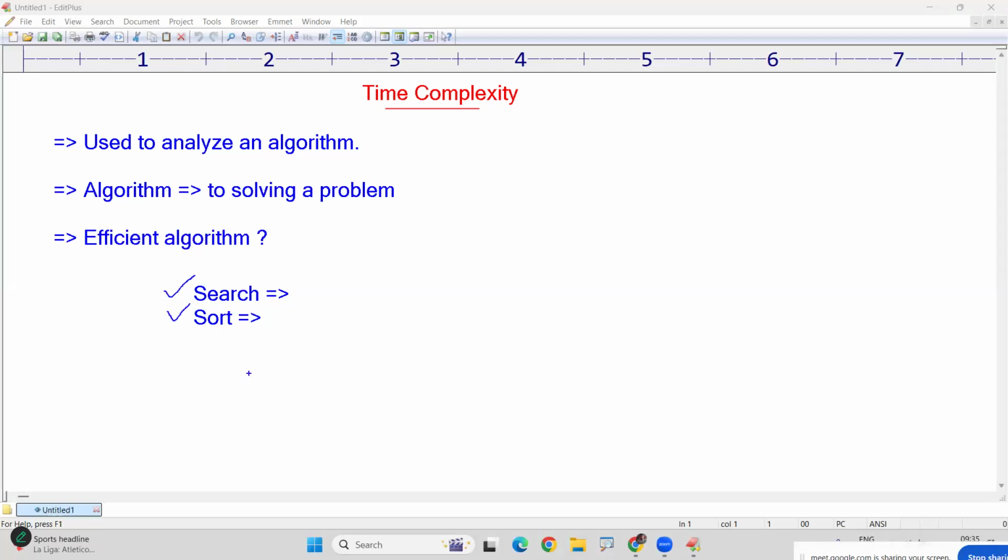So what is the efficient algorithm among all the available algorithms? Finding that is possible only with the help of time complexity. With the help of time complexity only, we can find out which is the efficient algorithm.